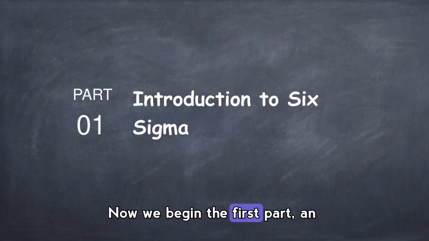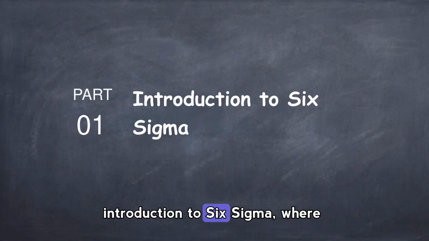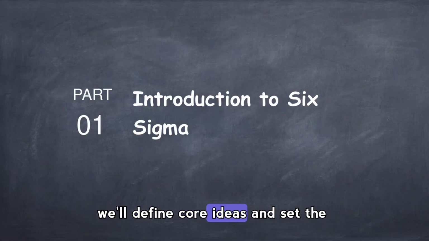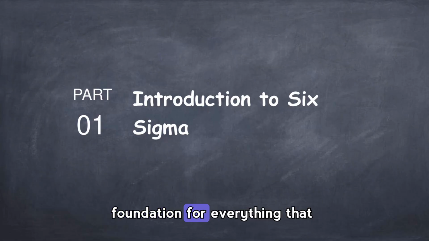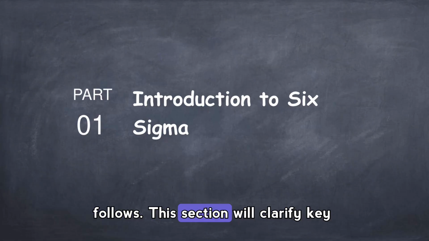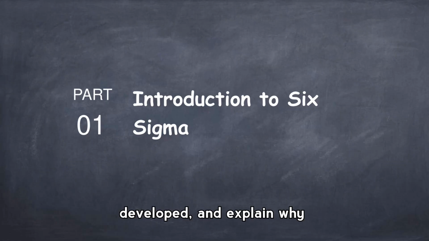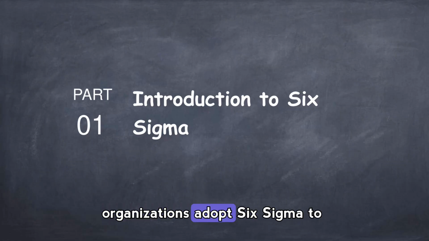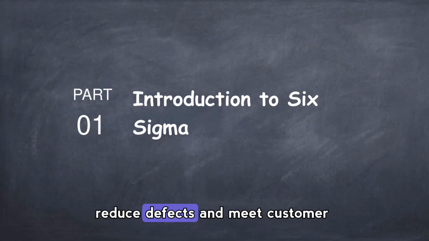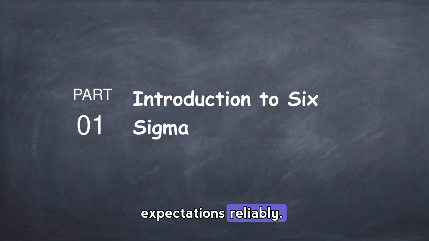Now we begin the first part, an introduction to Six Sigma, where we'll define core ideas and set the foundation for everything that follows. This section will clarify key principles, describe how the method developed, and explain why organizations adopt Six Sigma to reduce defects and meet customer expectations reliably.